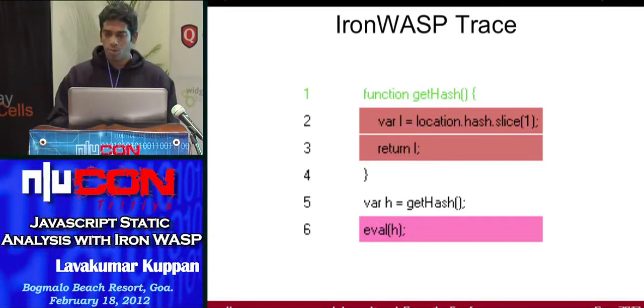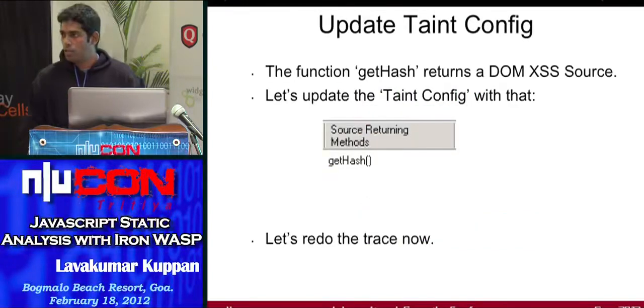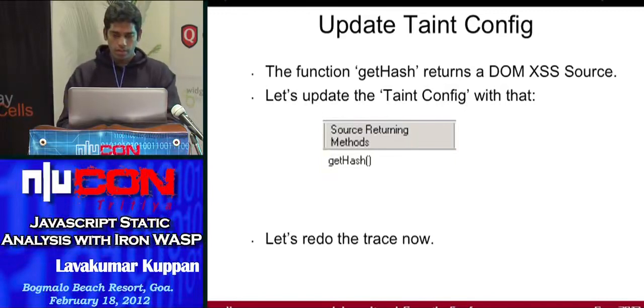So I'll go to my config, and there's an option which says source returning methods. These are methods which return a source as a return value, and I'll say getHash is a method which returns a source, because getHash is the name of that specific function. So I've just updated my list of DOM-based XSS sources and sinks, saying that this method returns a source, and now I'll do a trace again.